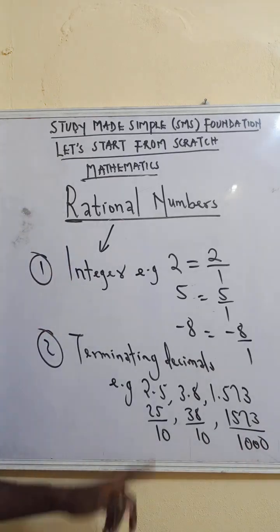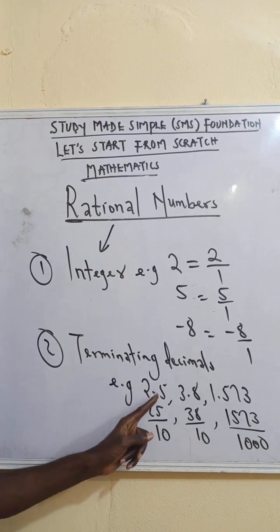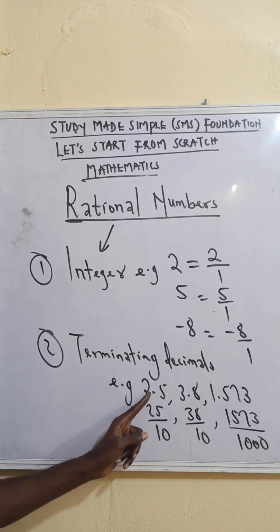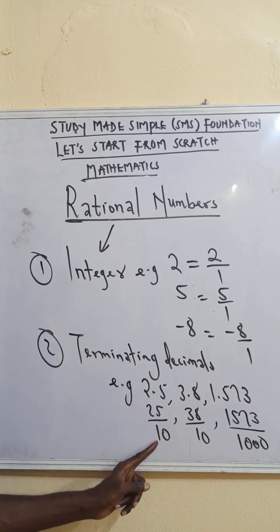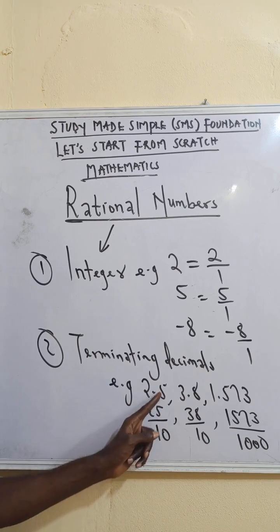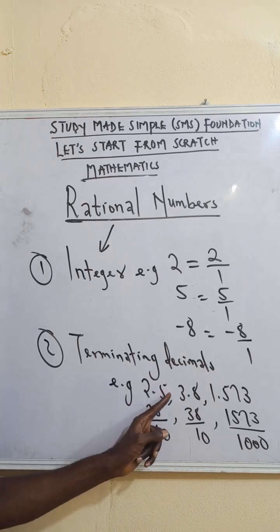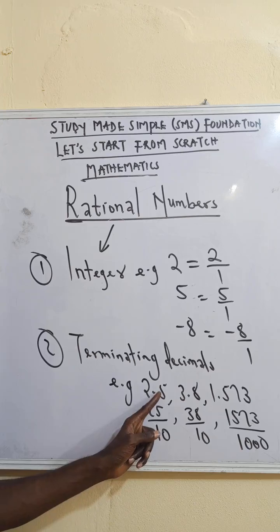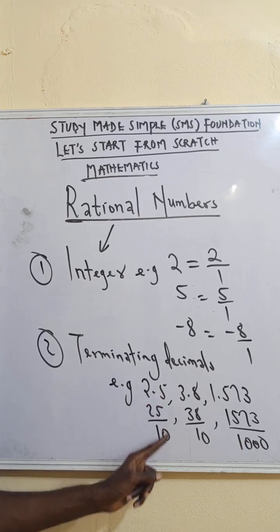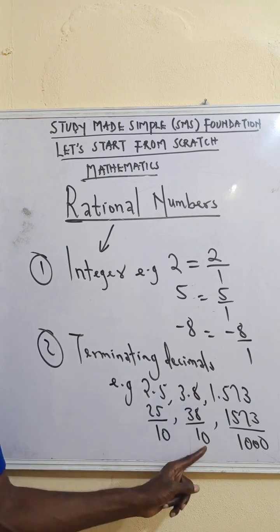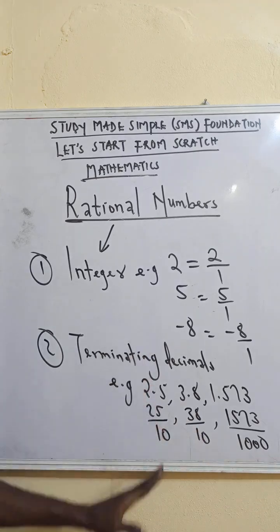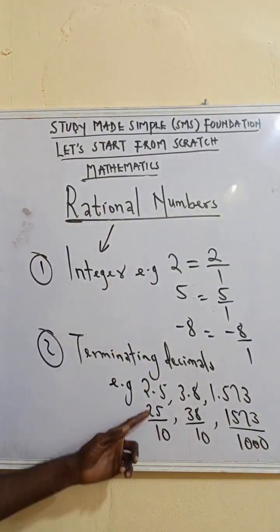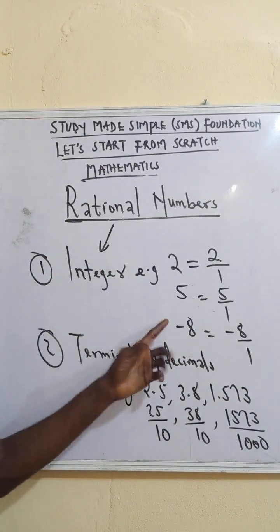How did we get that? So 2.5, remove the point, write 25. Then write 1 and add the number of digits that you have after the decimal point, turned to 0, because we have only one number after the decimal point here. That's why we have only 1 zero. Here, only one number, we have 1 zero. Here, 3 numbers, we have 3 zeros. You can see that each one of them has been expressed as fraction. So they are also rational numbers.